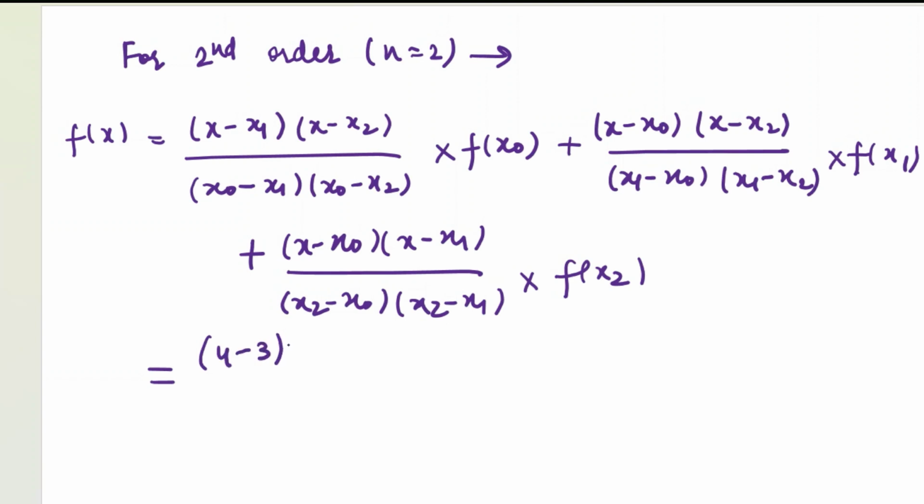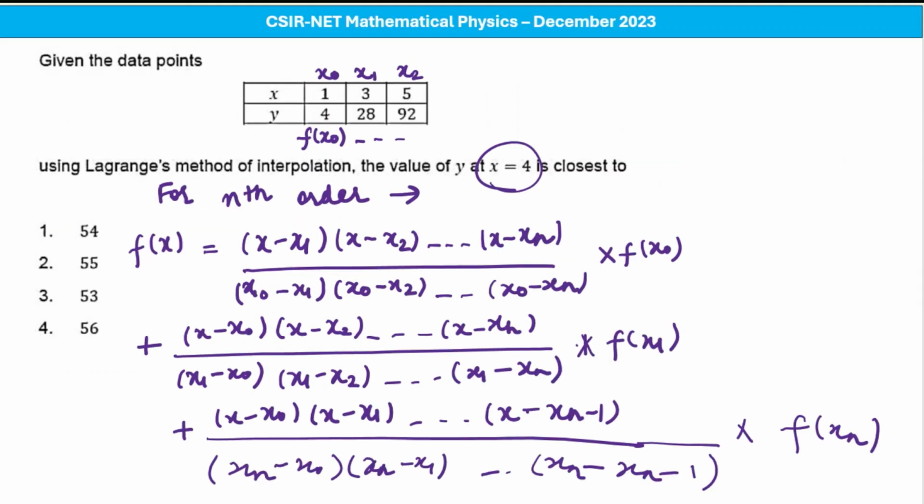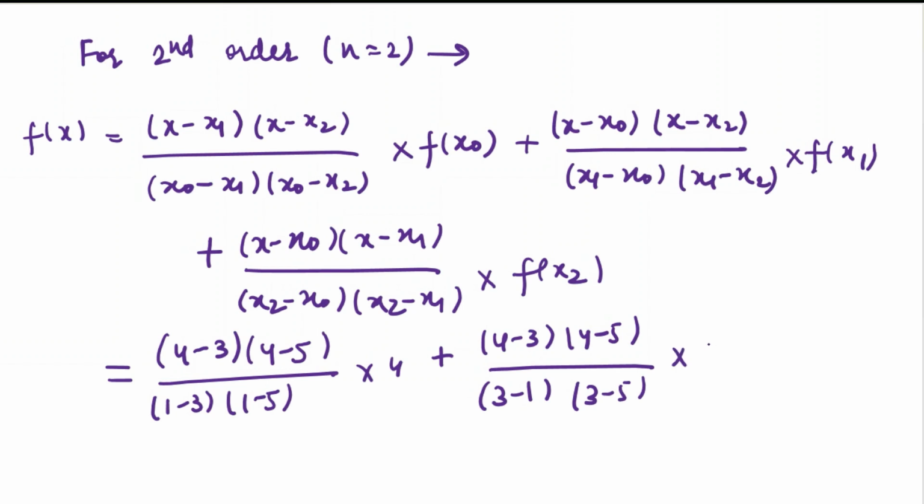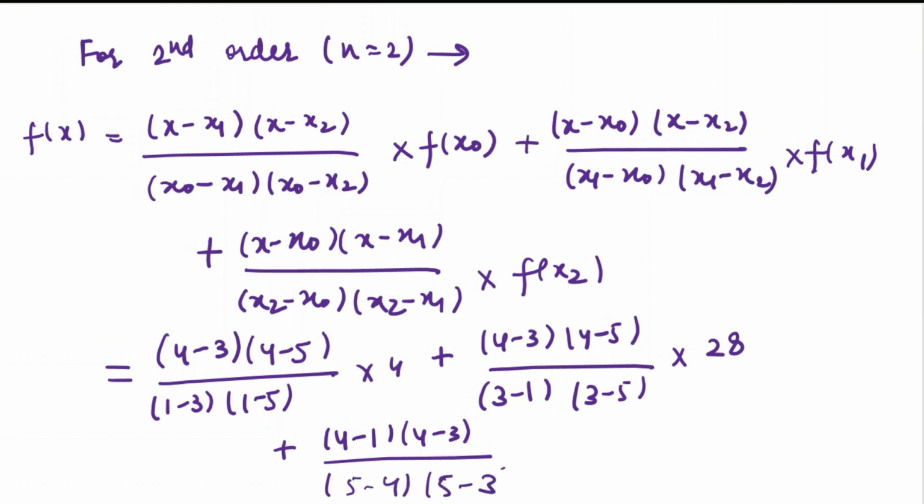So 4 minus 3, 4 minus 5 upon 1 minus 3, 1 minus 5 into 4, plus 4 minus 3, 4 minus 5 upon 3 minus 1, 3 minus 5 into 28, plus 4 minus 1, 4 minus 3 upon 5 minus 4, 5 minus 3 and 92. Just calculate it and let me know what is your answer.